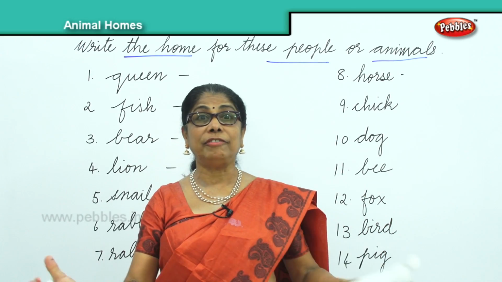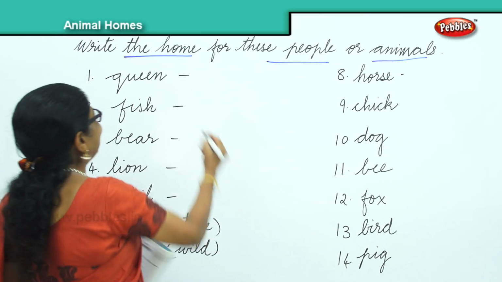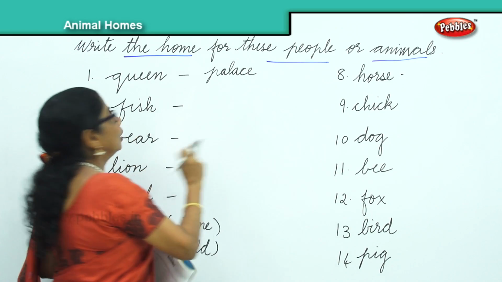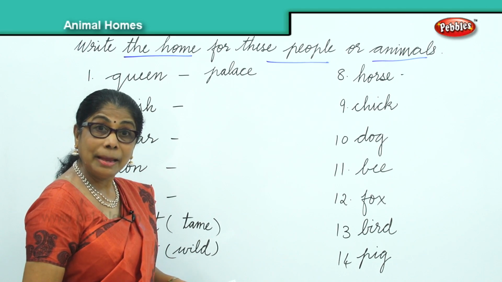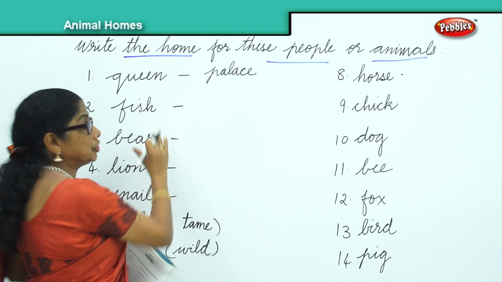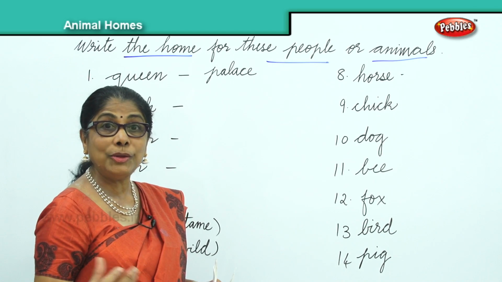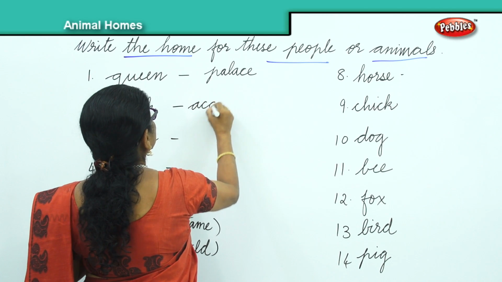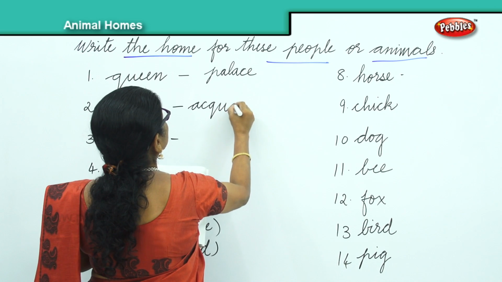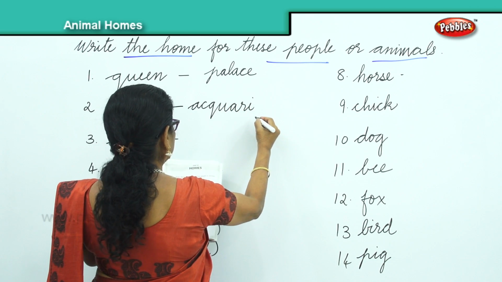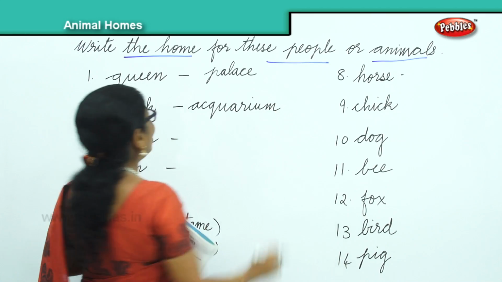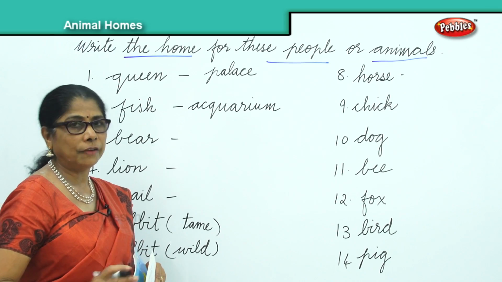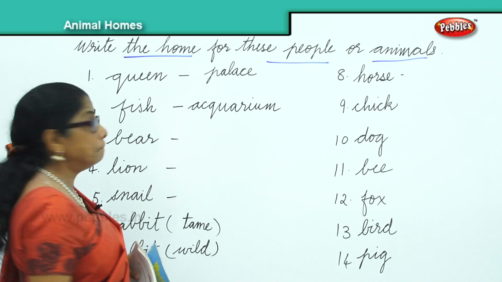Queen. Okay, where does she live? The king and the queen. Very good. They live in a palace. Then fish. Where do you put the fish? Where do you find them? Their home. Aquarium. Queen, palace, fishes or fish. You can say either fish or fishes. Both are correct. Aquarium.